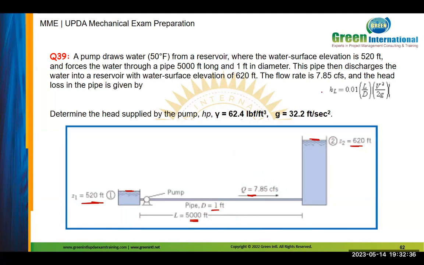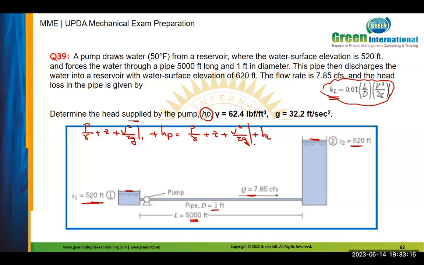And the head losses can follow this equation. This is the head losses equation. Determine the head supplied by the pump. You need the head of pump. So we need to apply the energy equation, including pump. So first write the equation: P over gamma plus Z plus V square over 2g, this is for state 1, plus head of pump equal P over gamma plus Z plus V square over 2g. Do you have losses? Yes, they give you the equation to calculate the losses. This is for state 2.